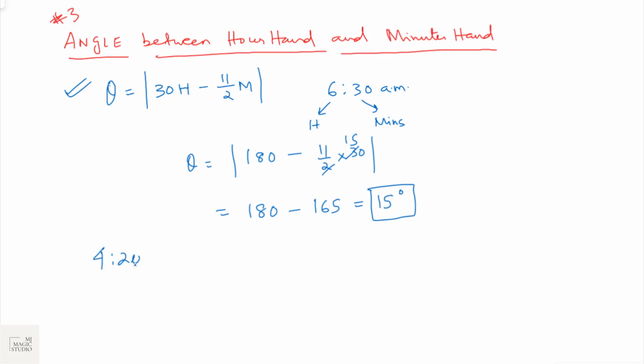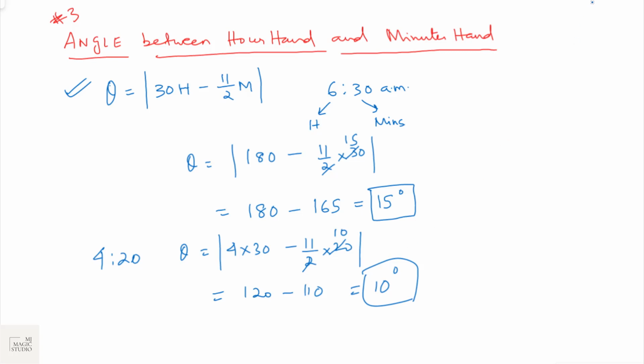Similarly, what is the angle at 4:20? Theta is 4 into 30 minus 11 by 2 into 20. Put a mod. 120 minus 110. That is 10 degrees. We'll do a few more exercises.